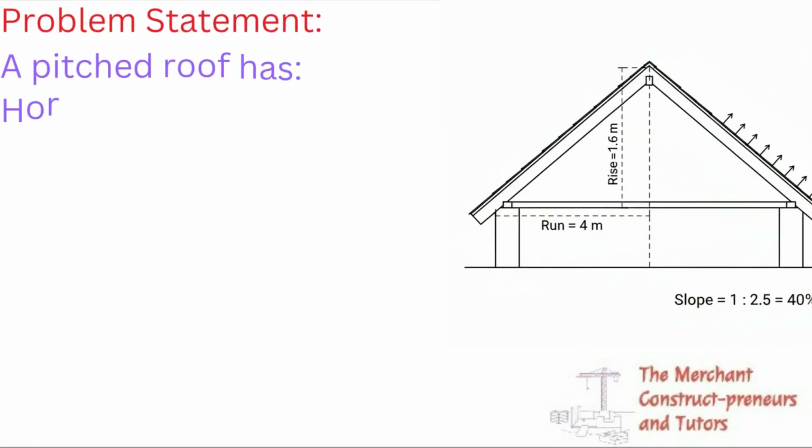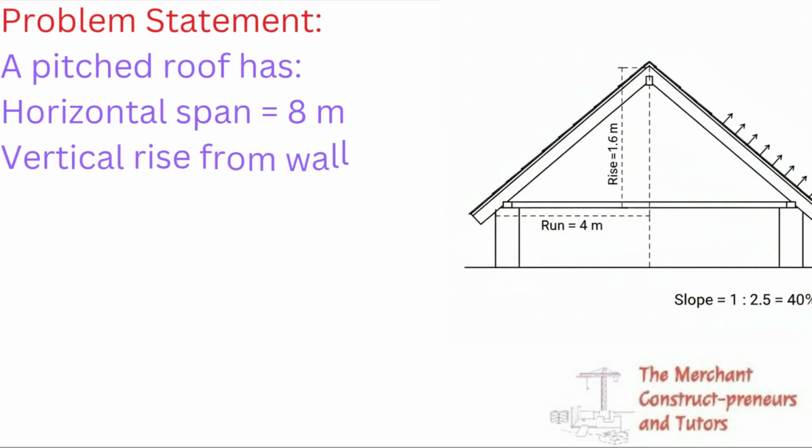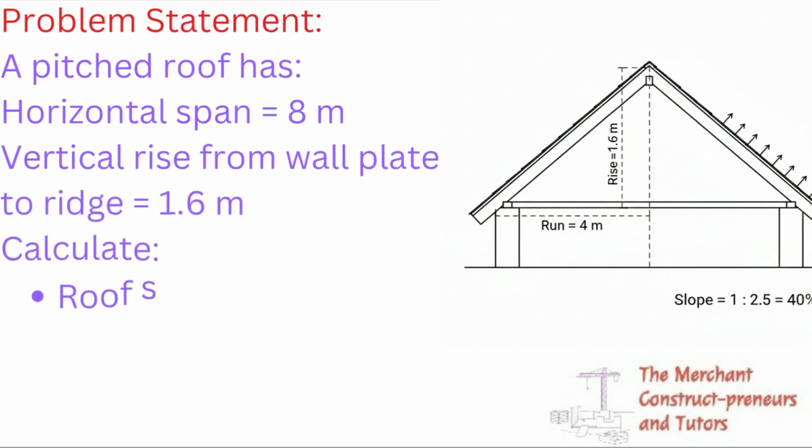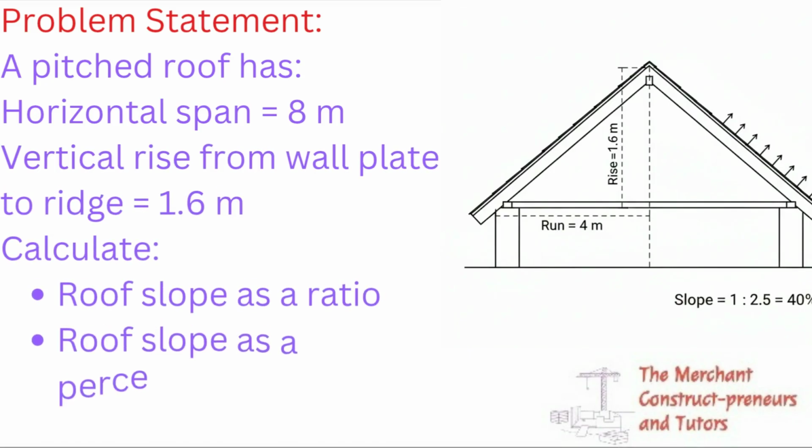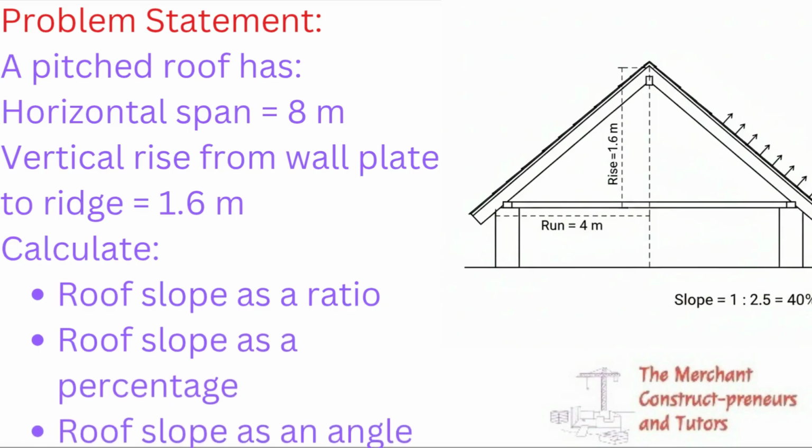So looking at this example, the first one is the roof slope. Now looking at a common example, a pitched roof. It has a horizontal span of 8 meters and has a vertical rise from the wall plate to the ridge of 1.6 meters. So we are expected to calculate the roof slope as a ratio, roof slope as a percentage, and roof slope as an angle. So we have 3 questions inside this. What we are given is the horizontal span, and we are given the vertical height or the rise, right?